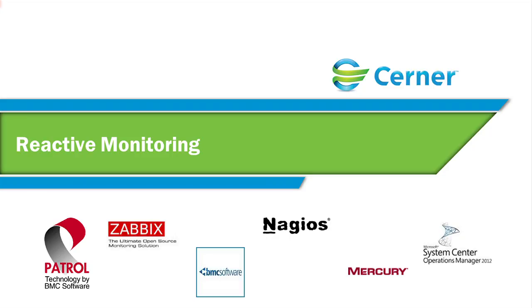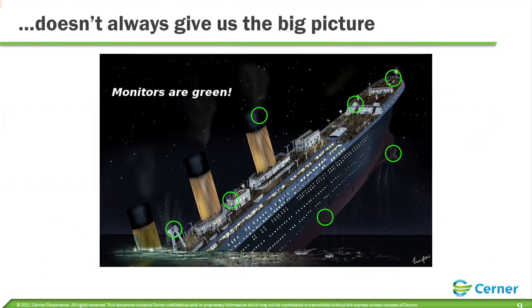But one of the problems we run into is by the time that we get to a point where CPU spiked or whatever, we're already impacting our users, and the reactive monitoring doesn't always give us the big picture of what's going on. Everything may seem fine, but that doesn't mean that we're providing a good user experience to the users trying to use the application to do their jobs.